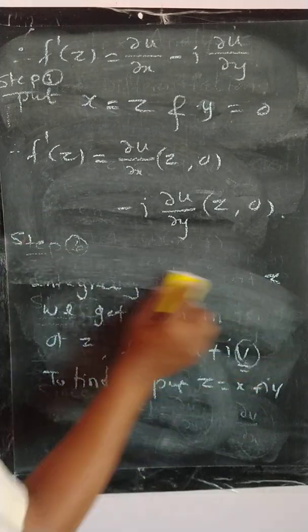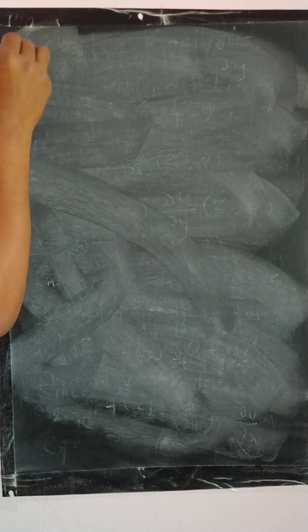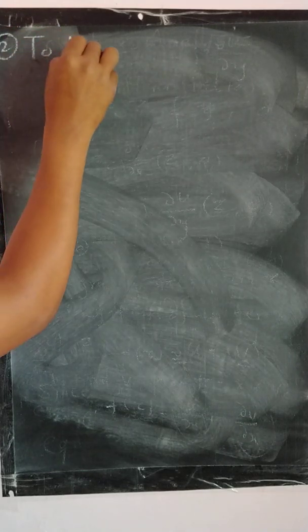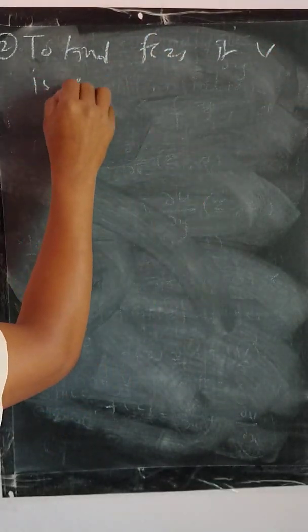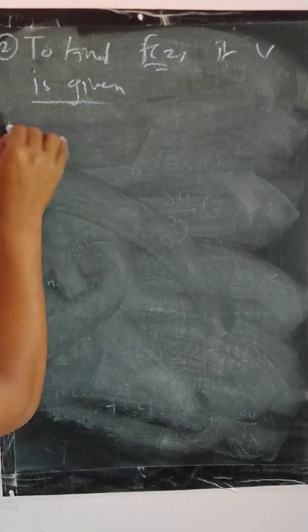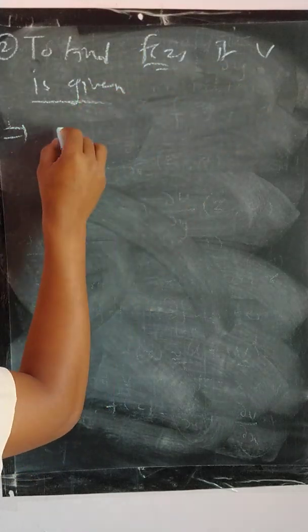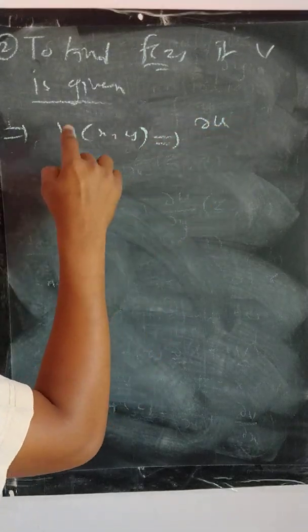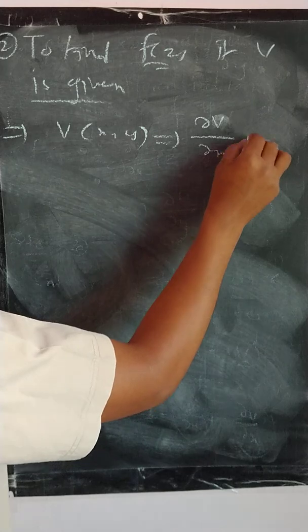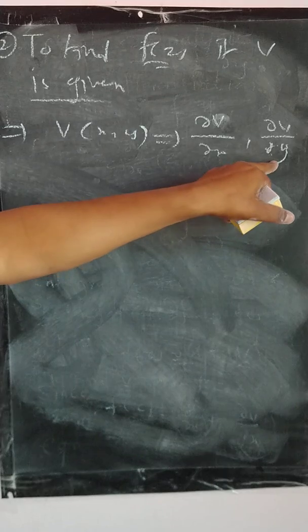Similarly, if the imaginary part of the function f of z is given, suppose, second point, to find f of z if v is given, where f of z is analytic. So if v is given, then all we have is the function v of x y, so we can differentiate this v with respect to x and with respect to y. These are the only two things we can find. So with the help of these two things, first of all we'll find f of z.